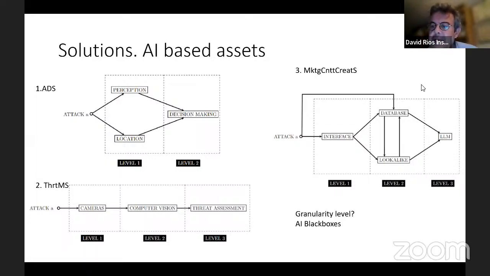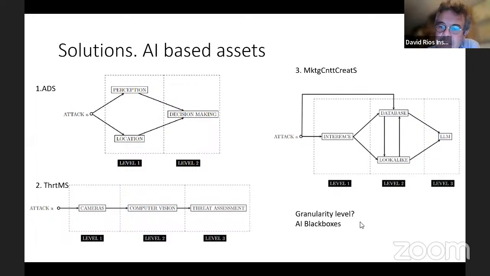The final example is a marketing content creation system, and basically again it has an interface and it has a couple of intermediate blocks like a database of customers, a lookalike system which tries to identify customers which are similar to ones that you are interested in, and finally a large language model which makes content. It creates content to be addressed to customers, right?